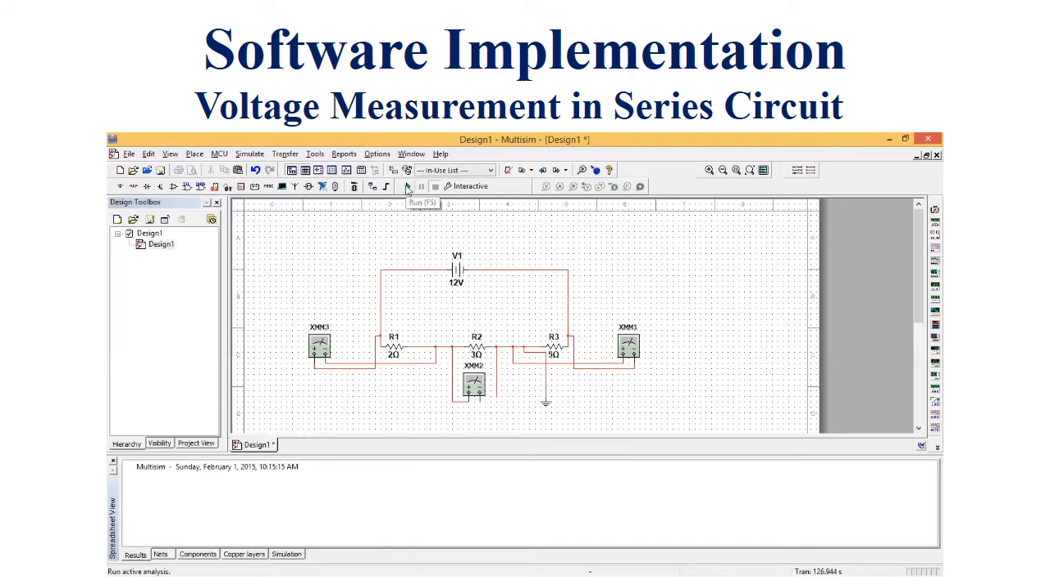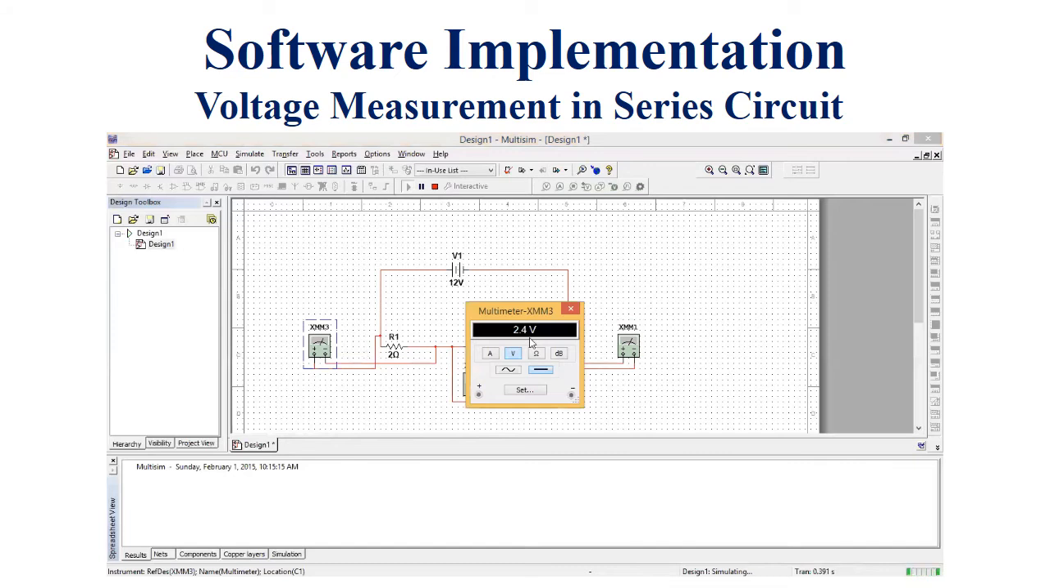Then run our simulation diagram. Click on multimeter, then here we have 2.4 volt across 2 ohm resistor. Click another voltmeter, then we have 3.6 volt across this R2 resistor. Then click on third multimeter, the voltmeter. Here we have 6 volt. Exactly the same values we have calculated in our mathematical work.